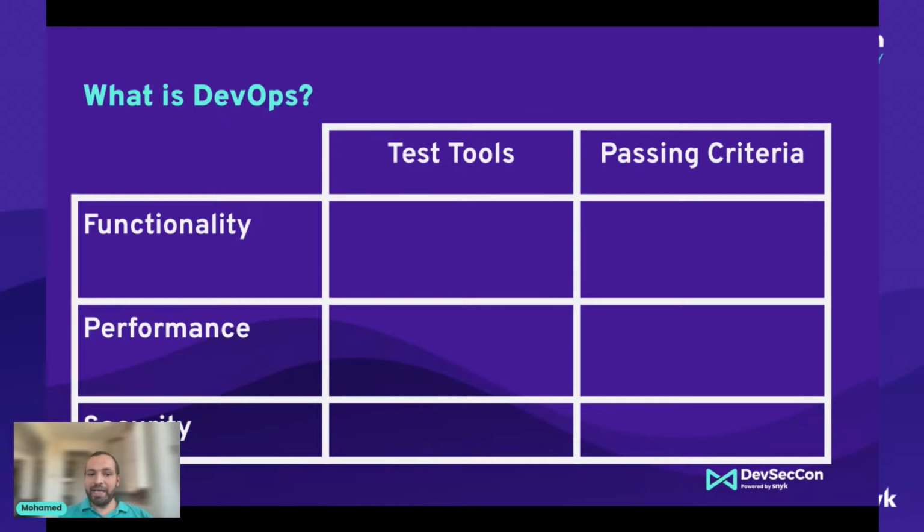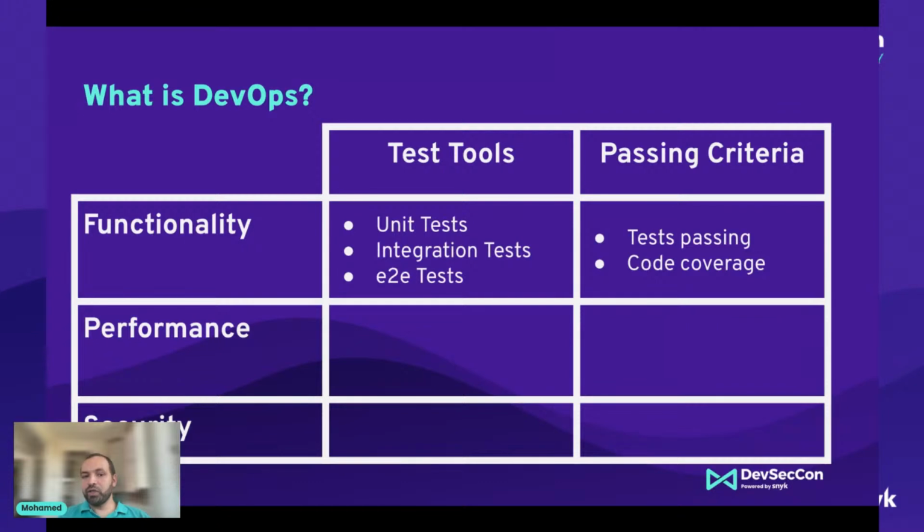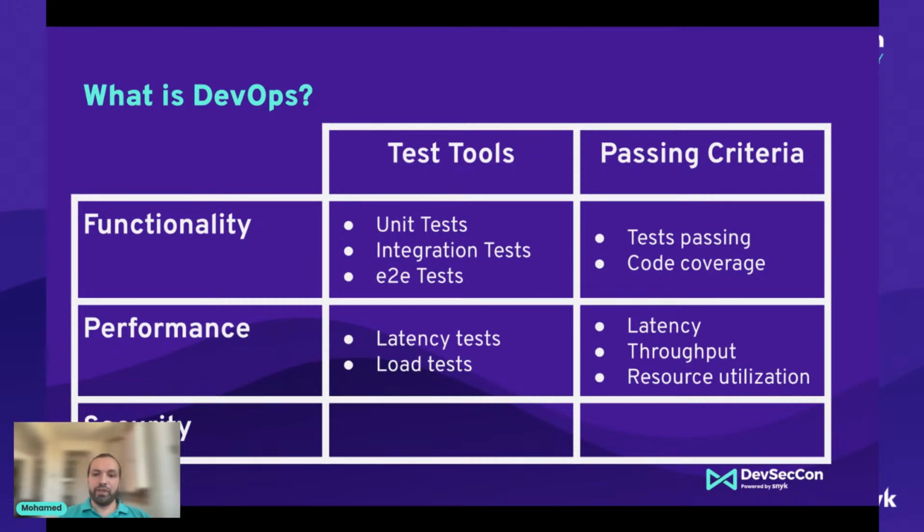As we started deploying code faster and faster, we wanted to prevent issues from happening. Hence, for functionality, you want to make sure that we're not breaking existing functionality by new code. So we started introducing things like unit tests, integration tests, and even some other types of tests. The passing criteria here was making sure that the tests we have created are passing, so new code is not breaking functionality. We also had other metrics like code coverage to make sure that enough of our code is covered by these tests. Similarly, for performance, we had latency tests, and we were failing if the latency tests failed, and also load tests to measure throughput. We also were monitoring other related metrics like resource utilization and so on.